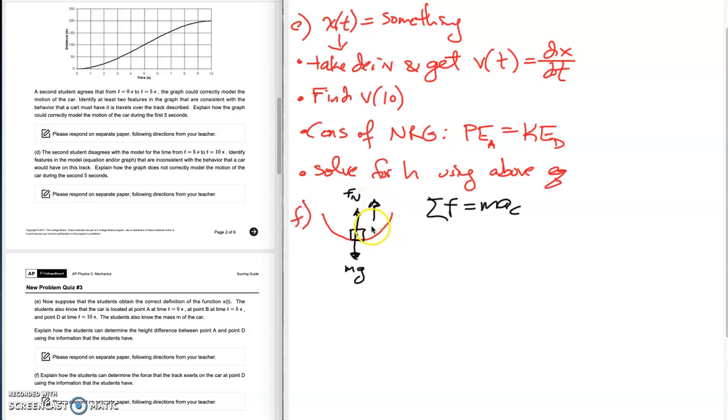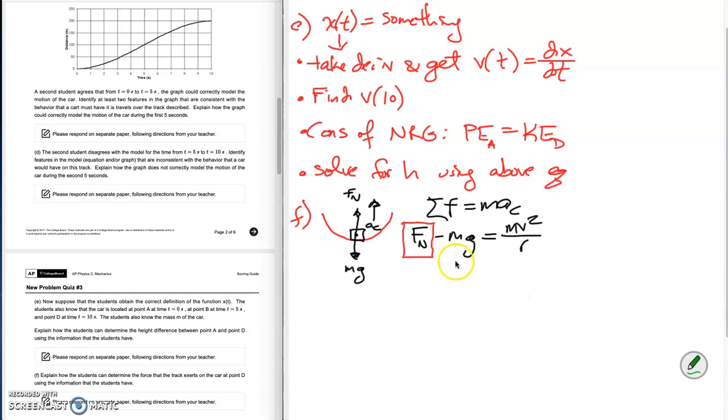we're going to have to account for both the fact that it has weight and it's accelerating upwards into the circle. Now, if you said that it has no acceleration at point D, you're going to be ignoring the fact that it's accelerating into the circle, and that's going to mess up most of your answer for part F, because it depends on the fact that it's accelerating into a circle. So for part F, we have the normal force minus weight equals mv squared over r. And what we want to do is find this guy.